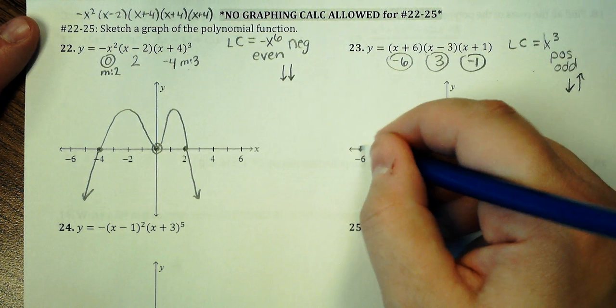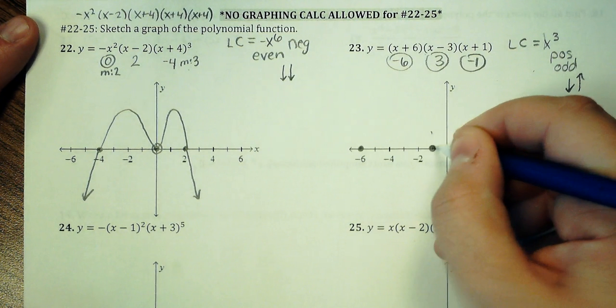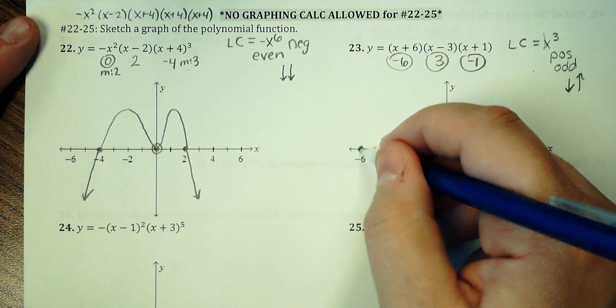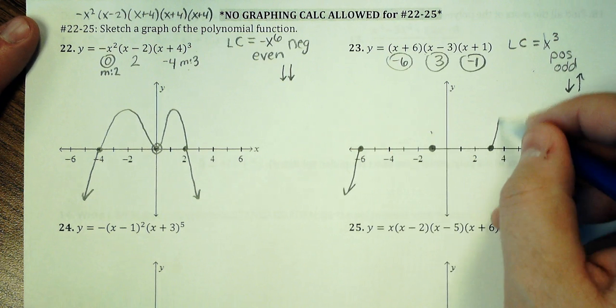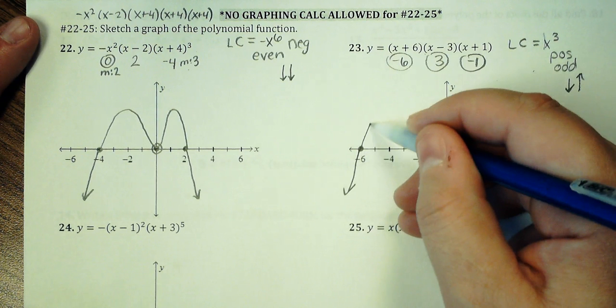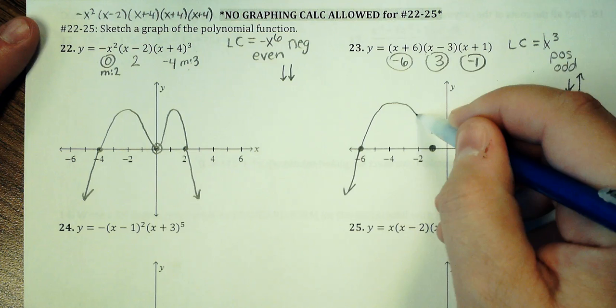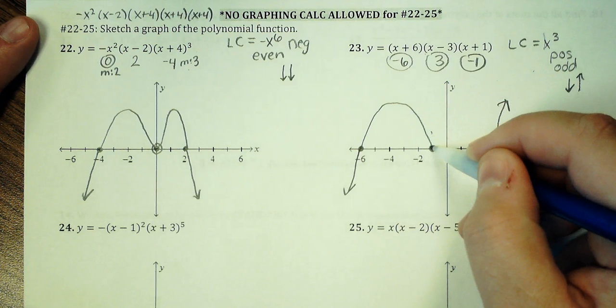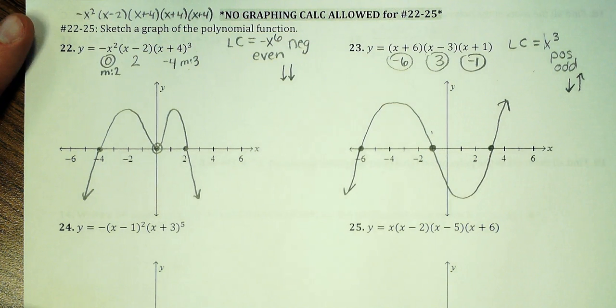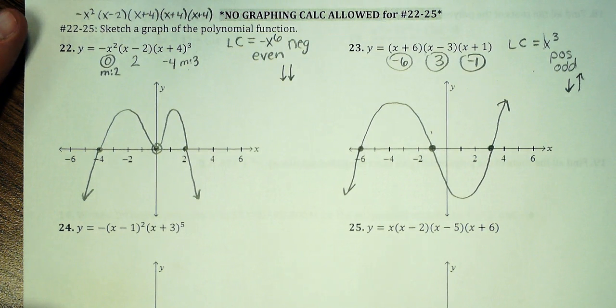So let me plot those points. Negative 6, negative 1, and 3. I'm going to draw my end behavior down at the far left, up at the far right. All of these have odd multiplicities, so every time you're just going to go through the x-axis. I know I have to go through 0, we're going to come back down, but then we know we have to come back up. So for my rough sketch, something like that.